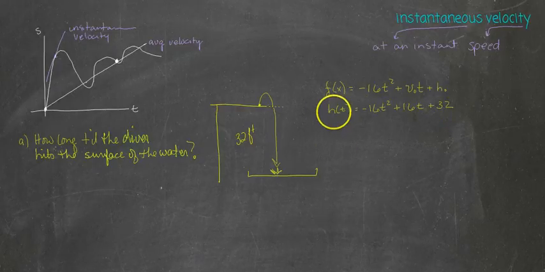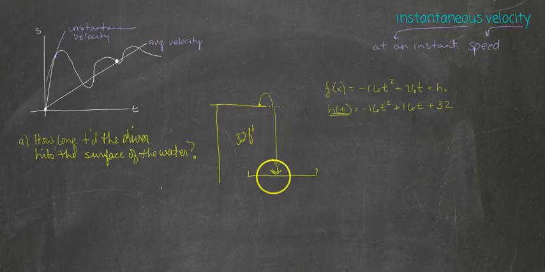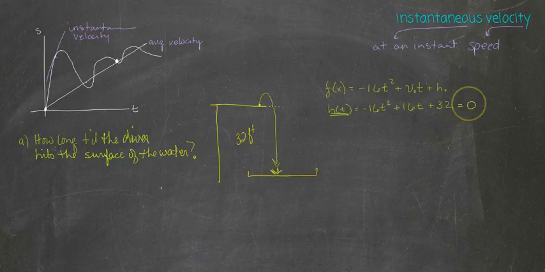What we care about is, because this function says how high off the ground the diver is at a given time, we know that when the diver hits the water, the surface of the water, their height off of the ground is 0 because they've come back to the ground. That's exactly what the formula tells us. So we want to solve this problem for 0. We want to find out what t is so we know how long it took.